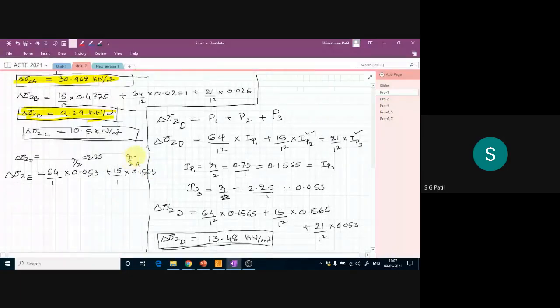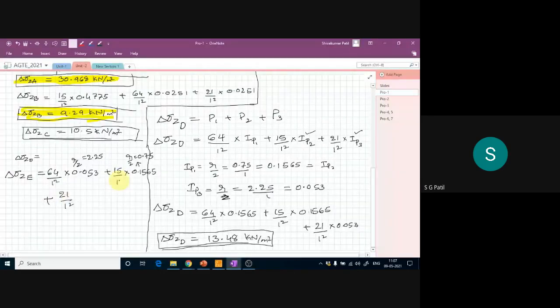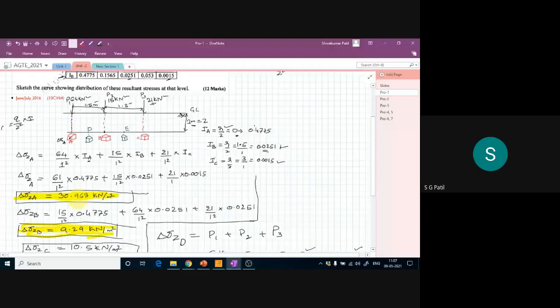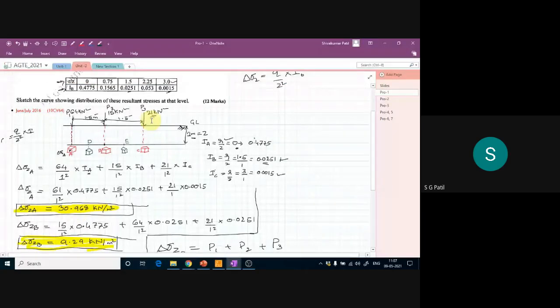So 64 into 0.053. Okay, so this is my R by Z. For R by Z of how much? 2.25. Okay, so plus second load.